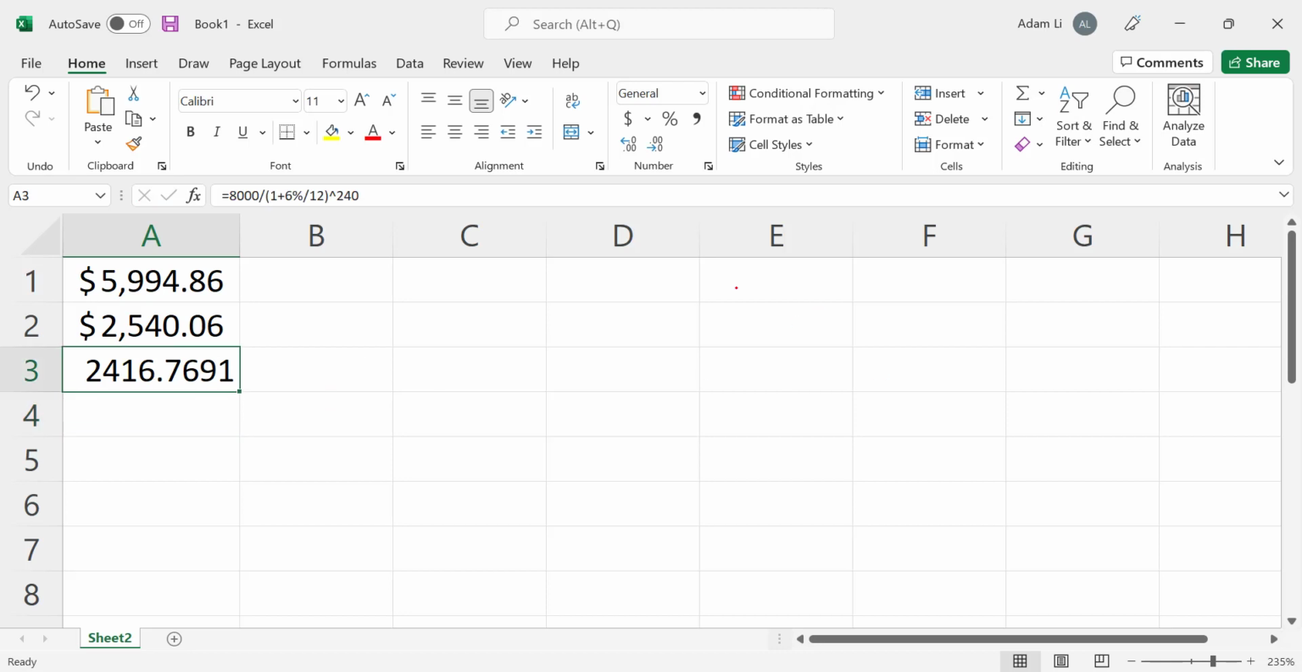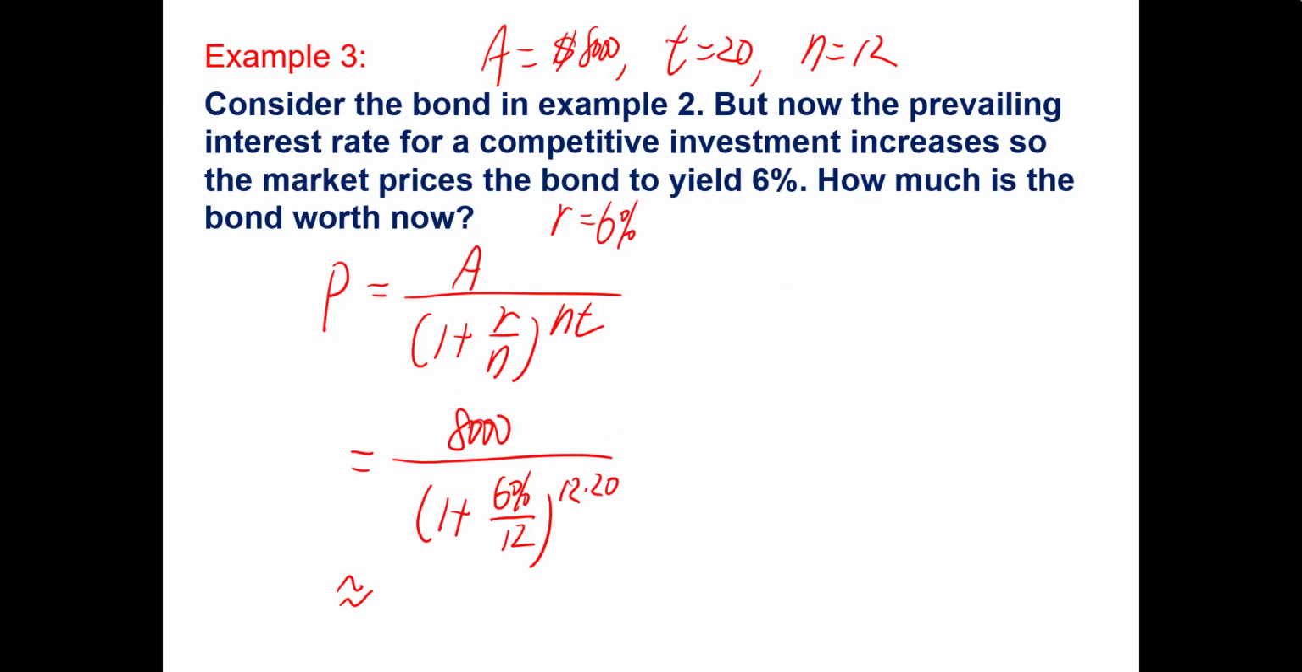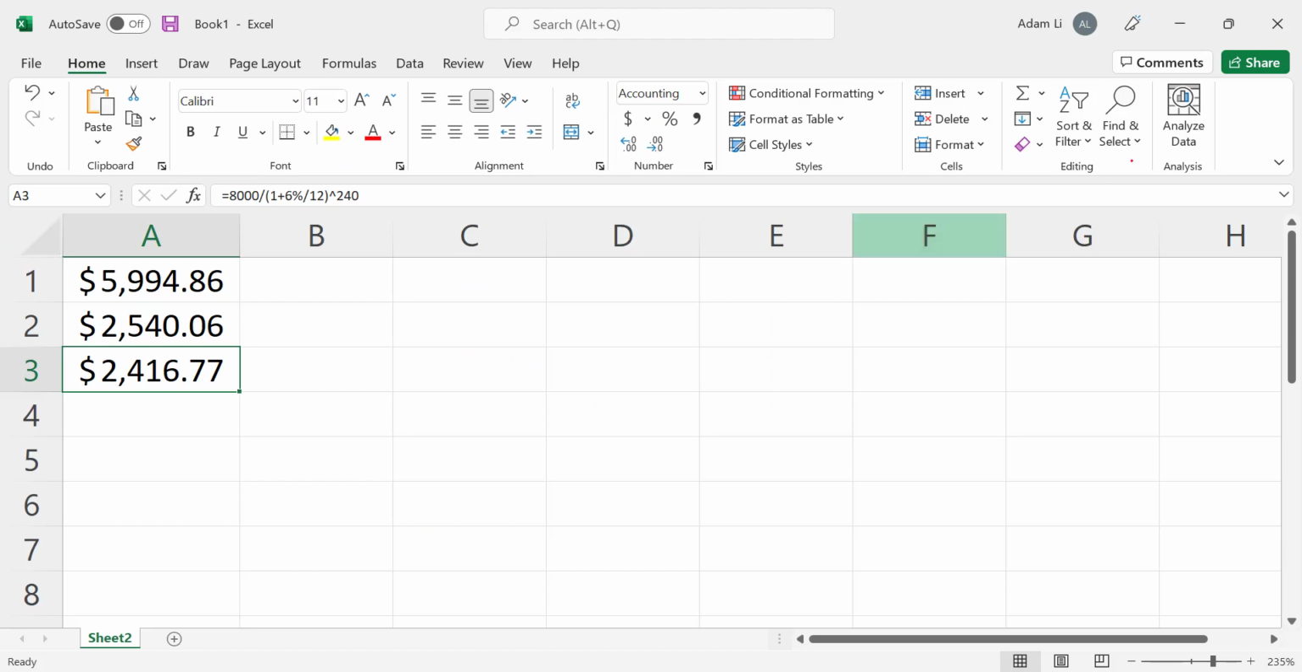So now the bond price is cheaper, meaning the investor is getting more return because the interest rate is higher. So that's why the bond price is $2,416.77, which is cheaper than the first option.